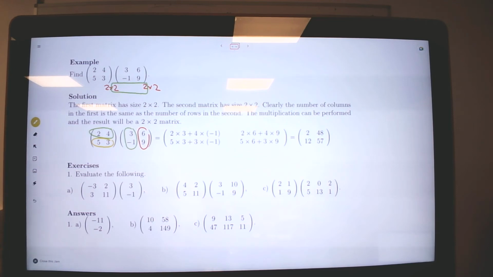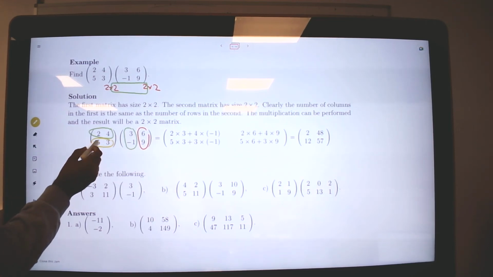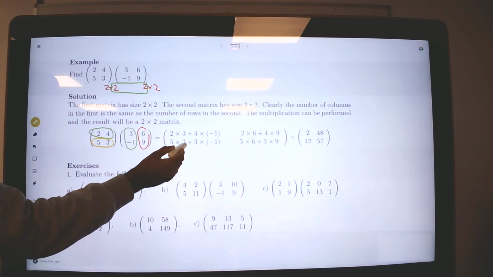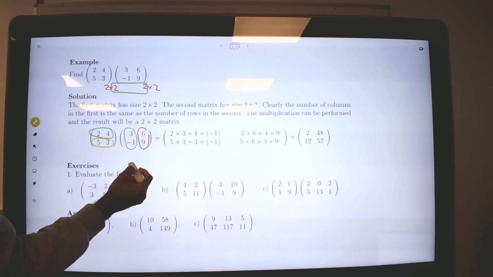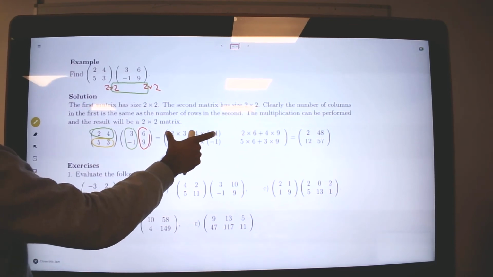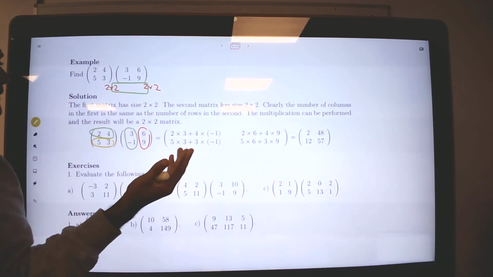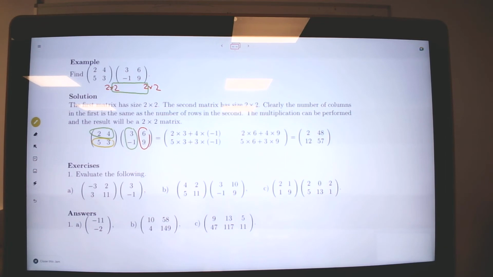And then you do 5 times 6 plus 3 times 9. And that will give you the first, second, third, and fourth elements: A11, A12, A21, A22. Yeah, that's how it works.